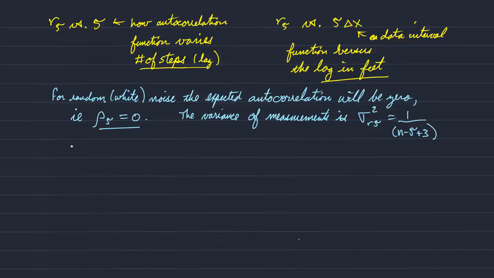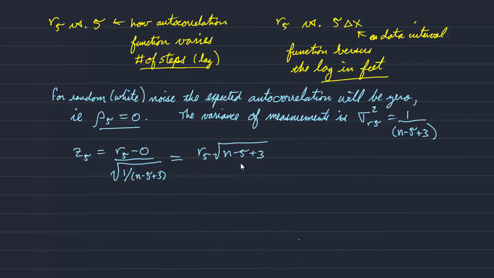So therefore we can test whether our record is consistent with a perfectly random record by producing a z statistic, which is our measured autocorrelation minus the expected, which is 0, divided by the standard deviation expected for a random sampling, which is the square root of 1 over n minus tau plus 3. And simplifying that, we just get r tau times the square root of n minus tau plus 3.